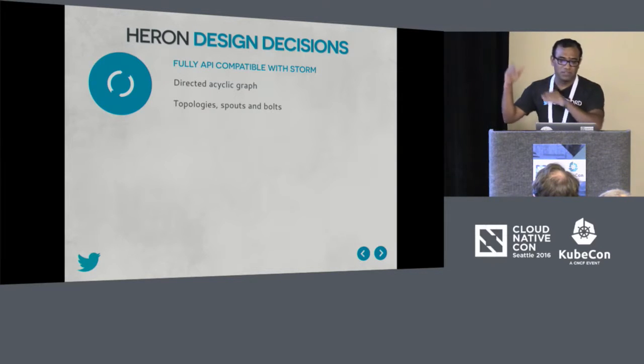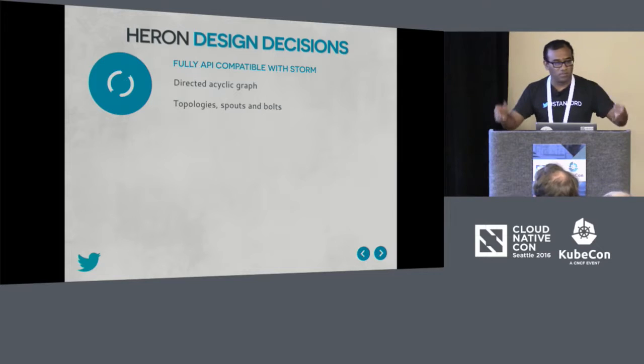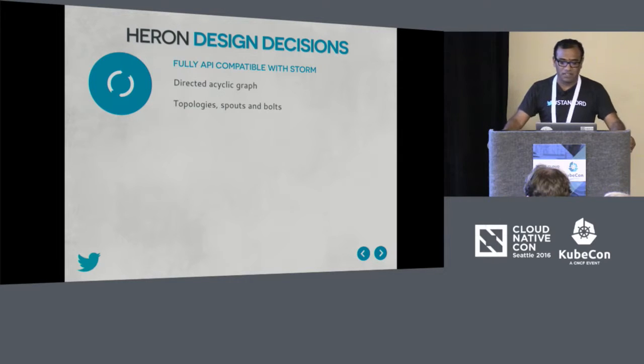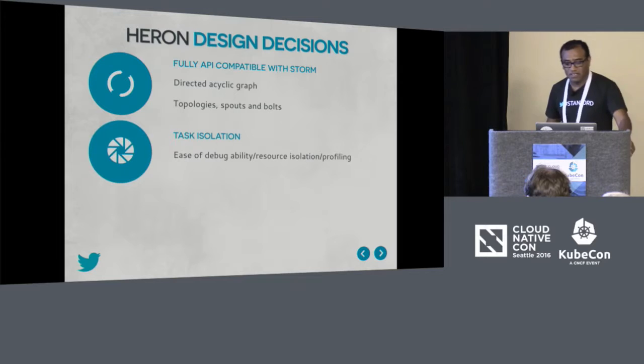There are a couple of frameworks that run on top of it, which in turn generate those topologies automatically. So the whole machinery, we can't lift it by changing the API. So that is a given: you have to be API compatible. The second aspect is task isolation. As I said, we want isolation at all the levels.